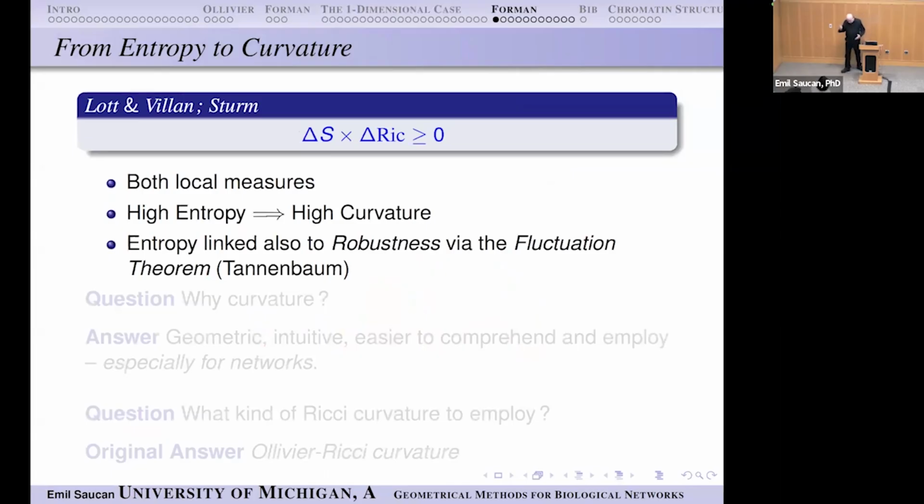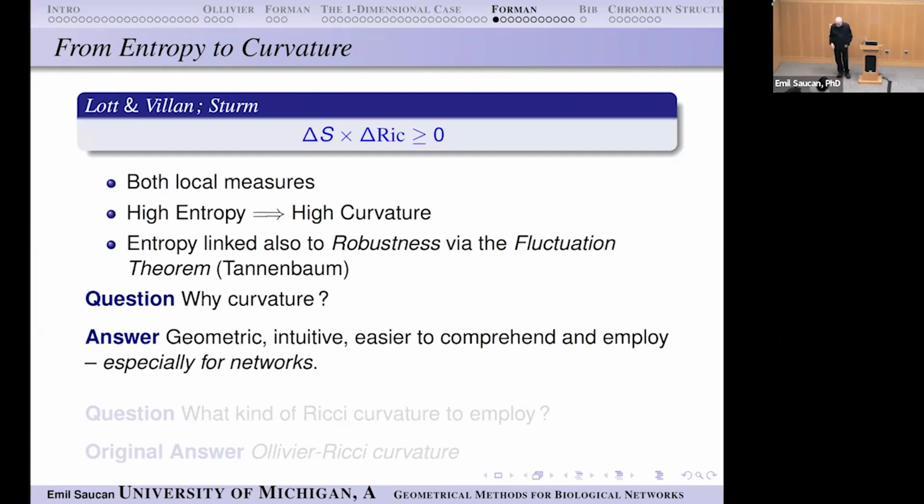Okay, so is there a relation between entropy and curvature, and Ricci curvature more precisely? Yes, there is. They are both local. They are correlated by this relation, and this is related to robustness. How hard is it to break apart the network? And this was something that Alan Tannenbaum and his collaborators discovered first.